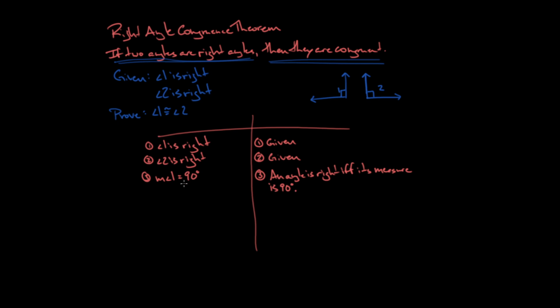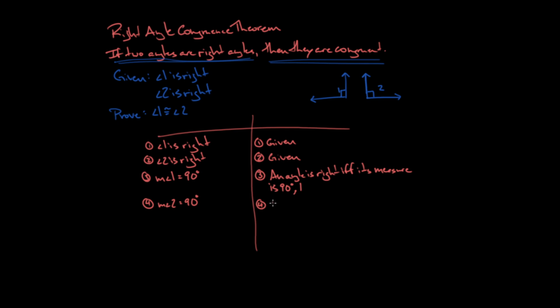And where did that come from? How do I know that the measure of angle 1 is 90 degrees? Or rather, how do I know that's right? Well, that came from statement number 1. And then I'm going to do the exact same thing for angle 2. So the measure of angle 2 is 90 degrees. How do I know that? Well, again, it's the definition of what a right angle is.